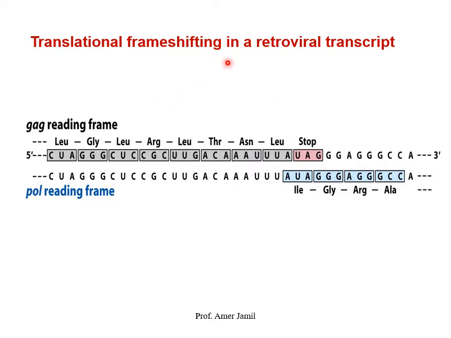If there is some frame shifting, as in the case of retroviral transcripts, these are RNA viruses. You can see in one of the genes, the GAG gene, it is coded by this messenger RNA, and this is the stop codon. But another one, like the Pol reading frame, Pol is another gene that codes for another protein. It starts from here. So you can see there is some sort of overlapping here, and then there is some sort of frame shifting, so that this is not the stop codon.